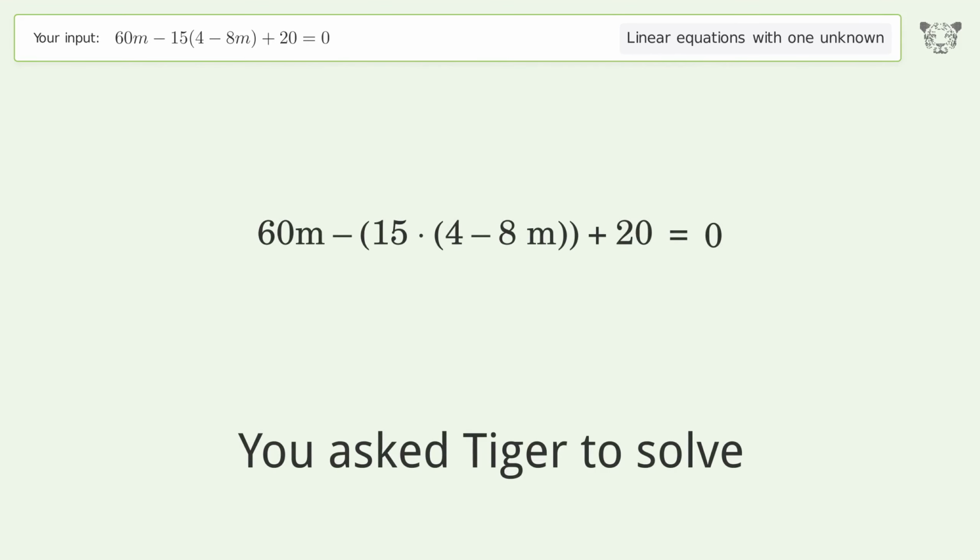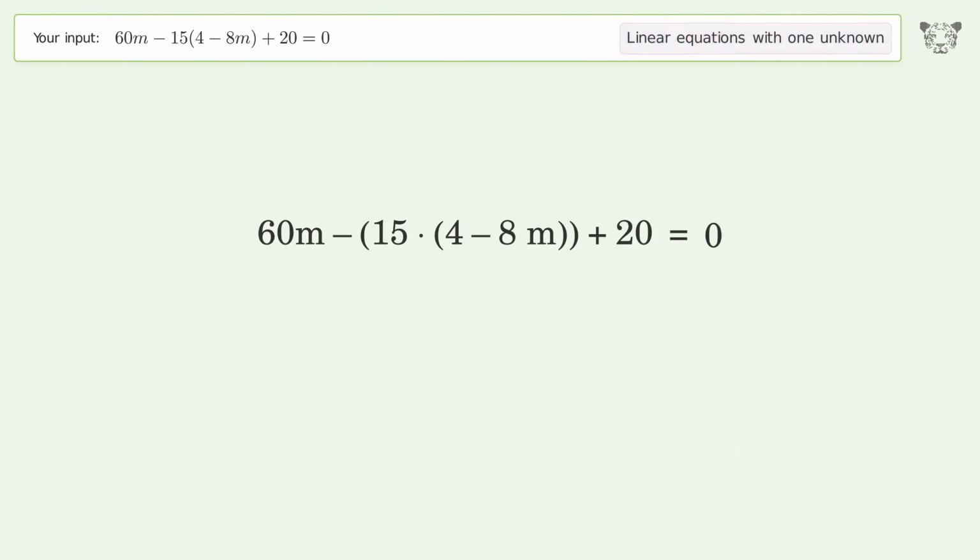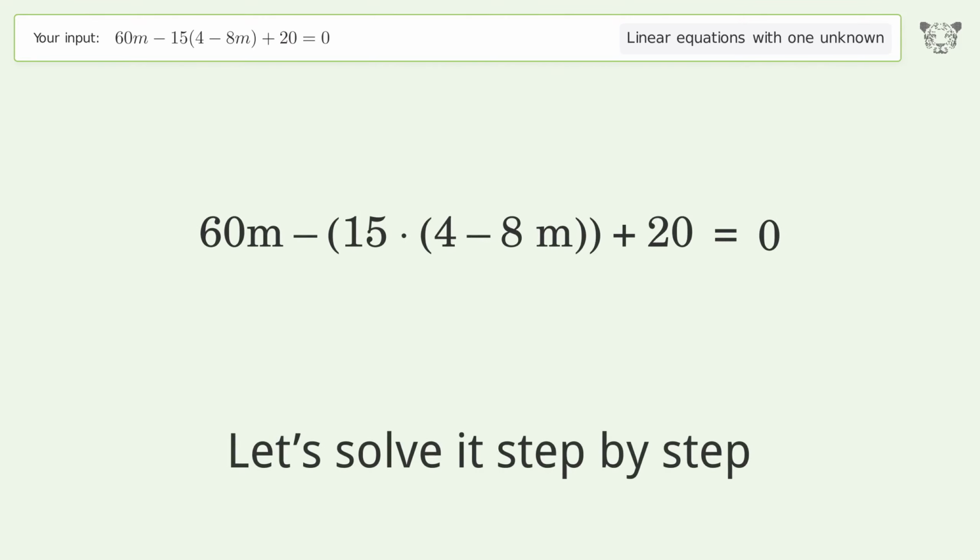You ask Tiger to solve this. It deals with linear equations with one unknown. The final result is m equals 2/9. Let's solve it step by step.